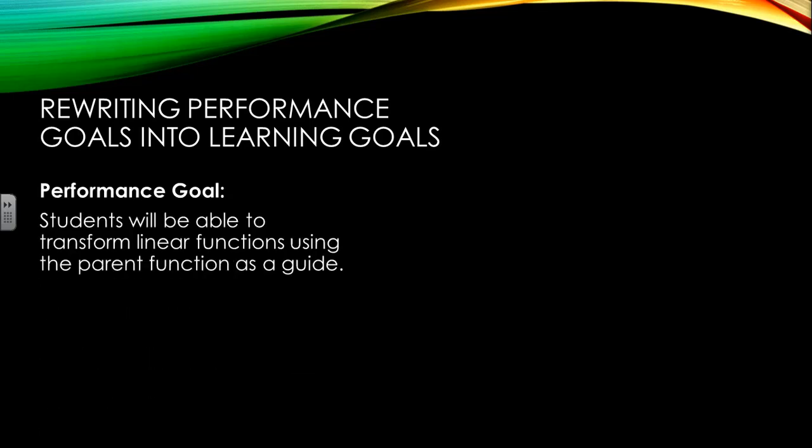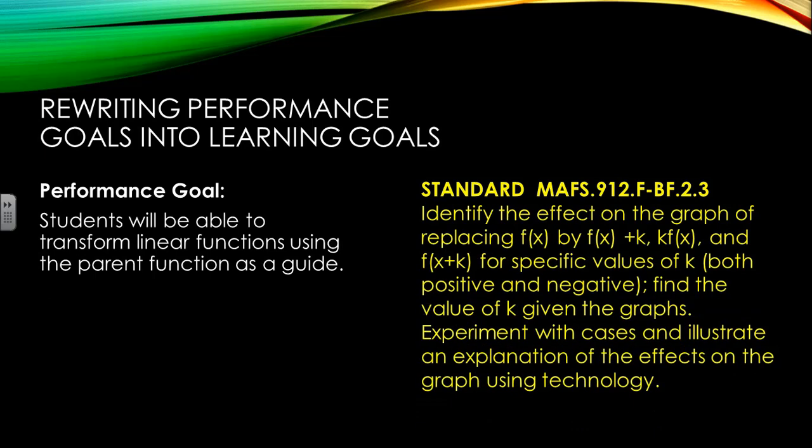So this performance goal states that students will be able to transform linear functions using the parent function as a guide. This goal aligns to the standard F-BF 2.3, which states students will identify the effect on the graph of replacing f of x by f of x plus k, k f of x, and f of x plus k for specific values of k, both positive and negative. Students are to find the value of k given the graphs, and experiment with cases and illustrate an explanation of the effects on the graph using technology.